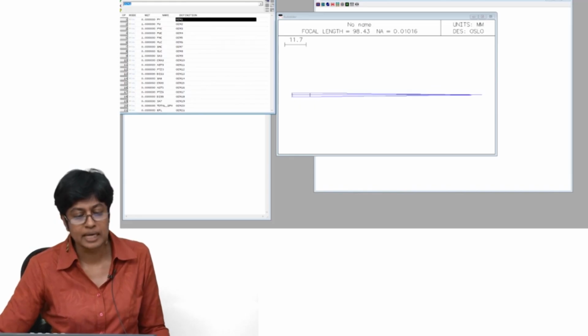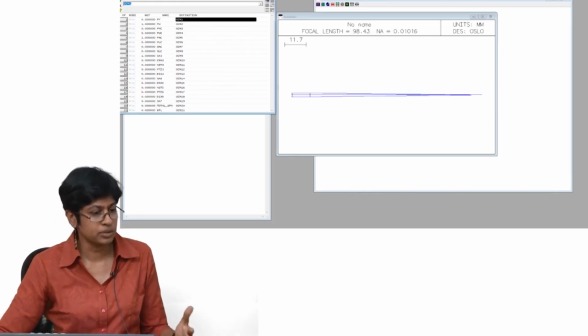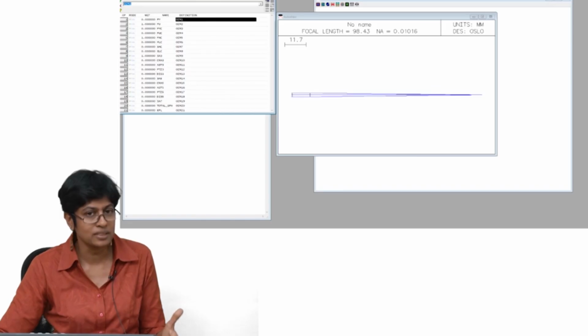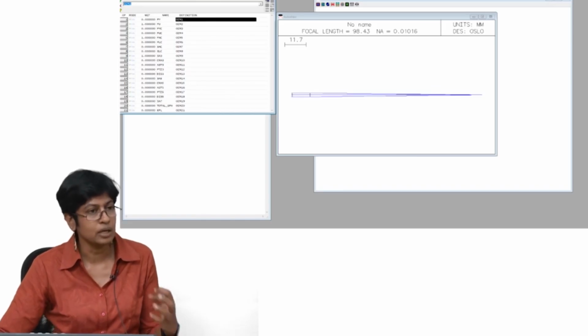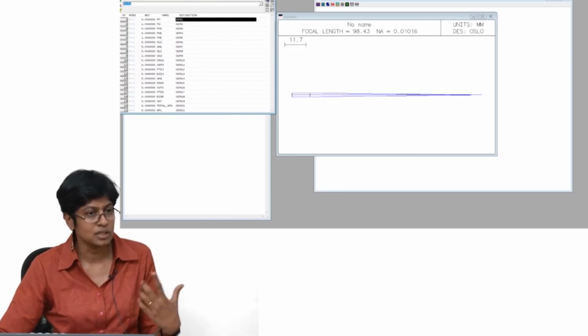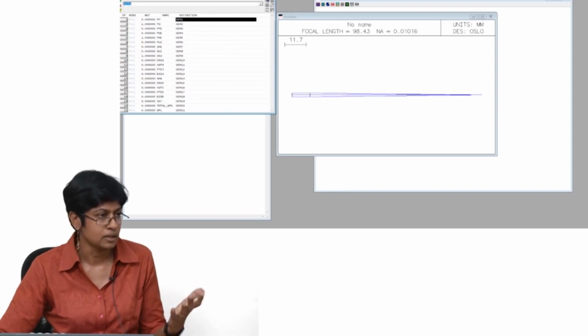Okay. So with that, you can start today's exercise. Today's exercise is basically working with thick lenses and how you can pull out relevant information about thick lenses from OSLO and how you can design certain thick lenses. Okay.